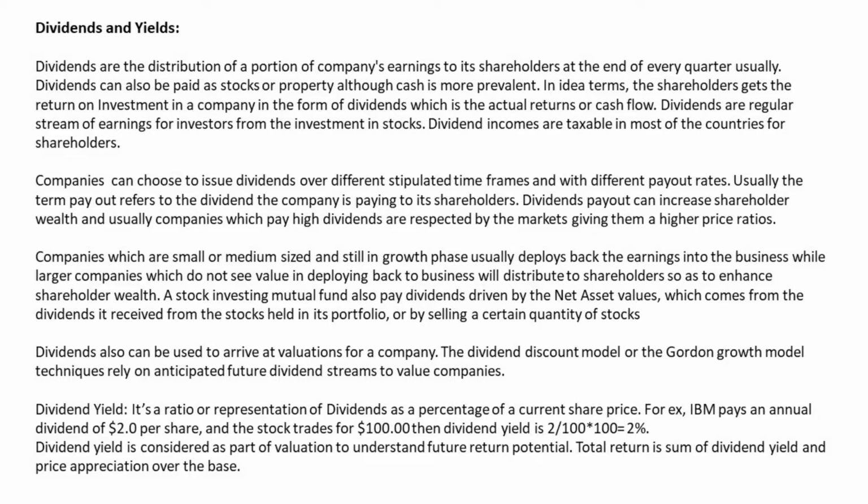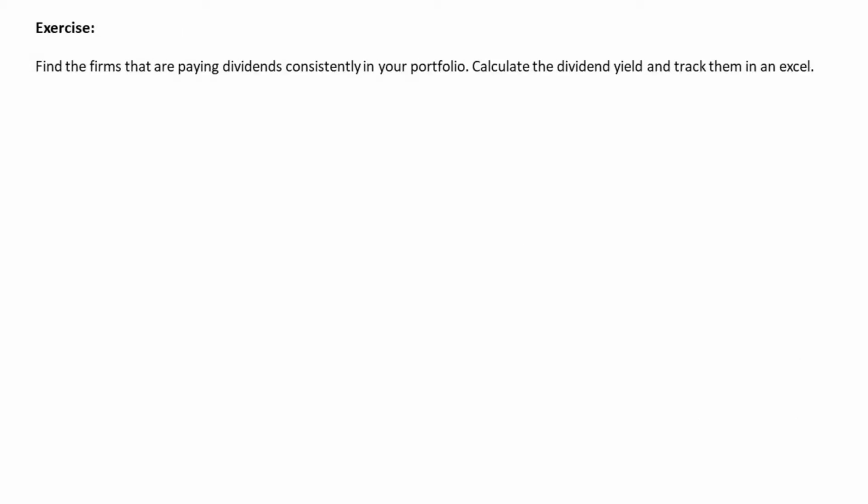Dividend yield. Dividend yield is nothing but the ratio of dividend per share divided by current price per share. For example, if IBM pays an annual dividend of $2 per share and the stock trades at $100, then the dividend yield is 2%. Dividend yield should be considered as part of valuation to understand the future return potential. Even if you're doing another type of valuation, you should consider dividend yield in arriving at the future cash flow. Total return, finally, is the sum of dividend yield and the price appreciation over the base.